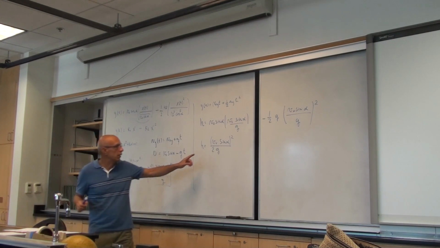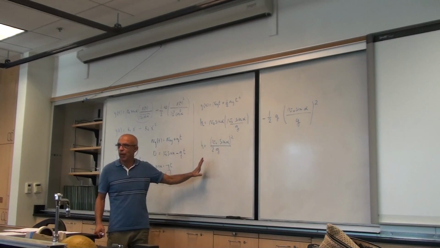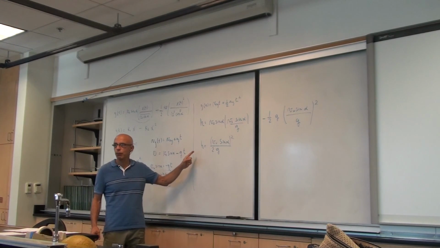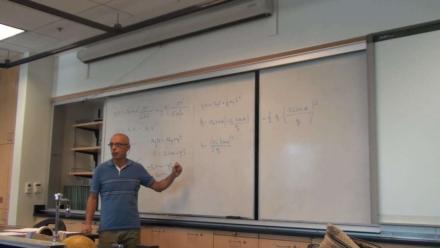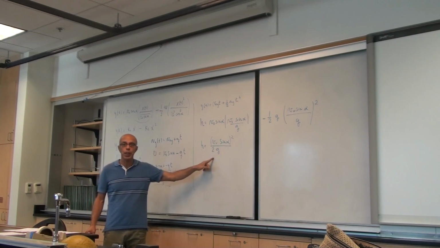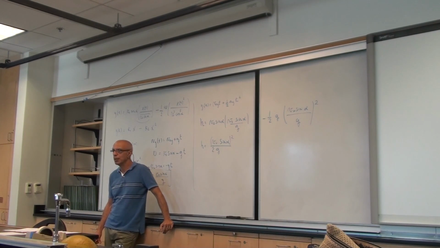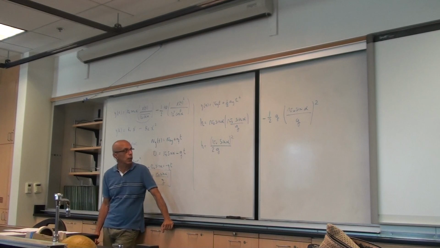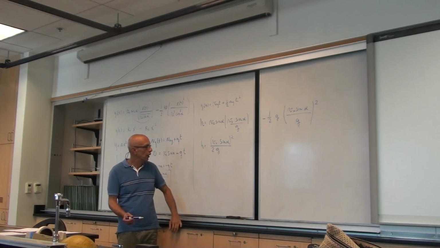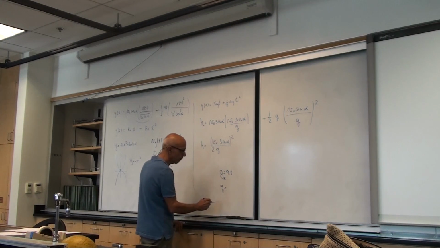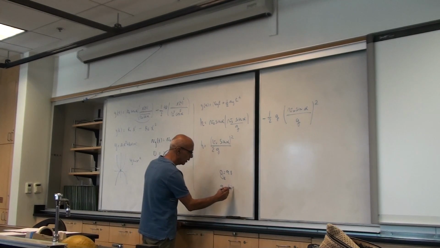Is it reasonable that, so this is a fraction, right? If the numerator increases, what happens to the value of H? Increases, right? If the denominator increases, what happens? Decreases, right? So acceleration of gravity on Earth, G, is 9.8. That's the Earth. On the Moon it is what? 1.62.